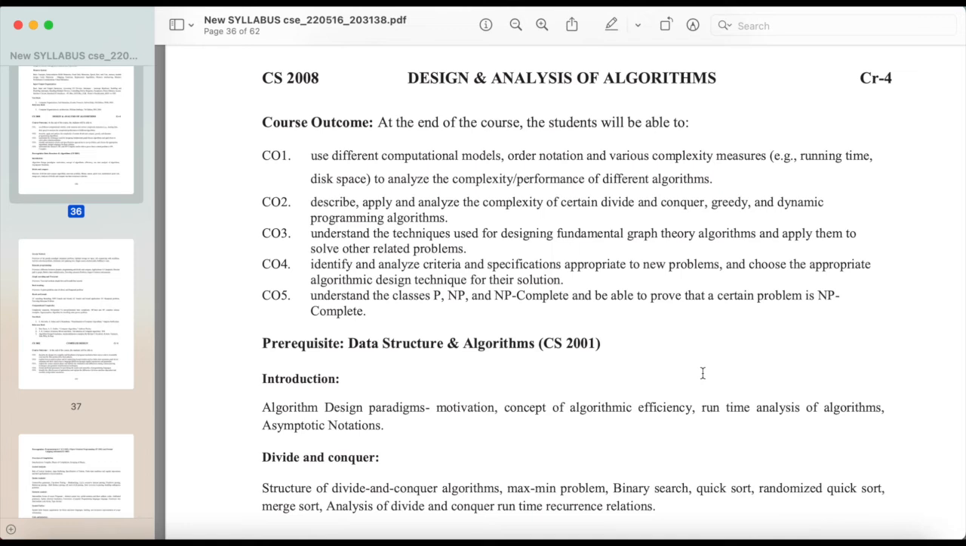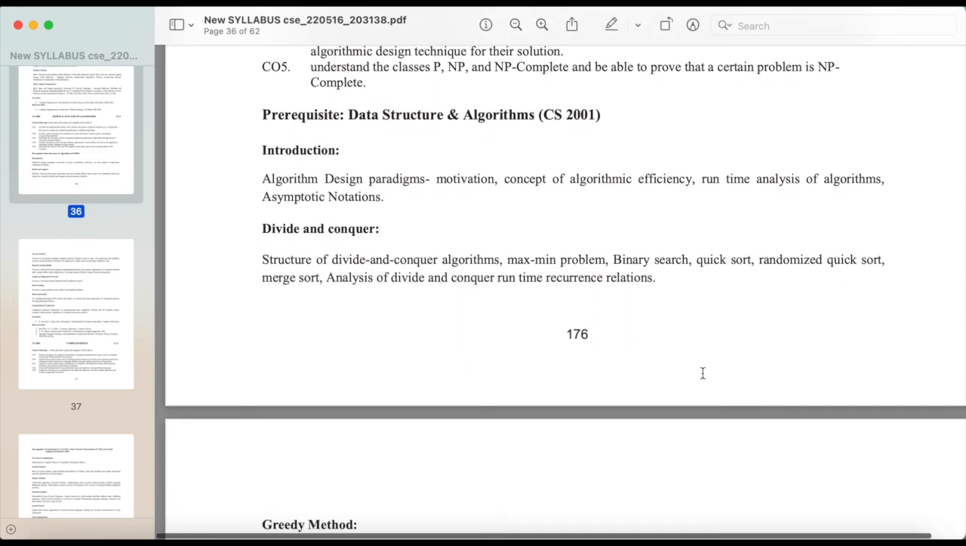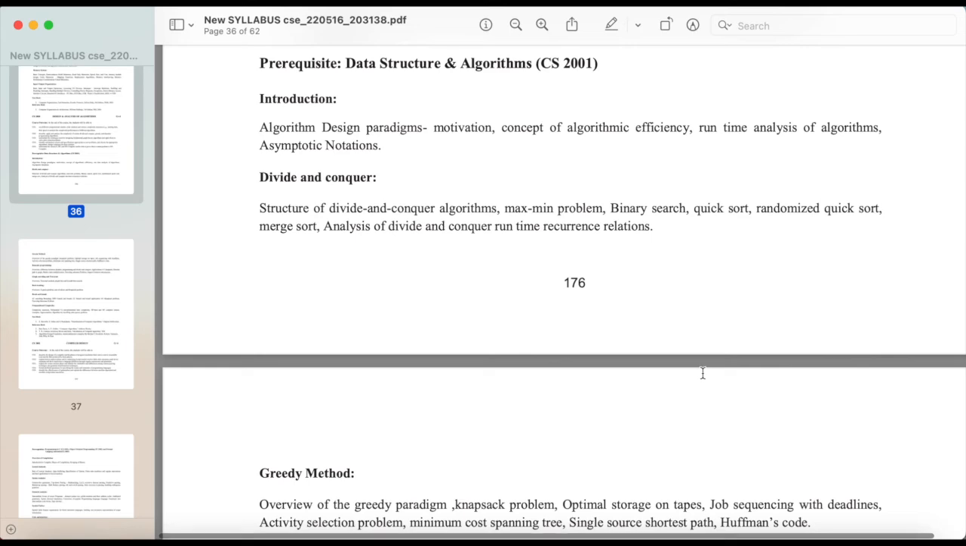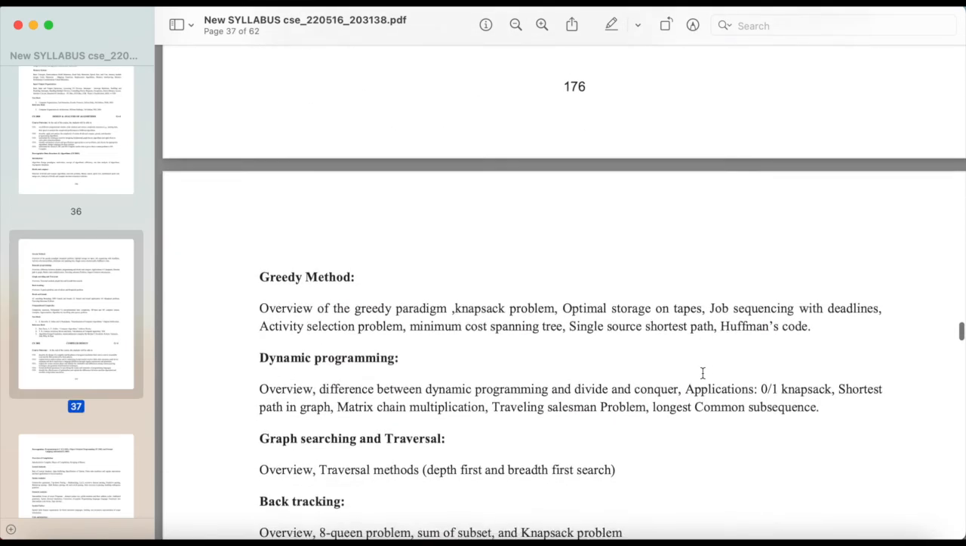CO4. Identify and analyze criteria and specifications appropriate to new problems, and choose the appropriate algorithmic design technique for their solution. CO5. Understand the classes P, NP, and NP-complete, and be able to prove that a certain problem is NP-complete. Prerequisite: Data Structures and Algorithms, CS 2001.